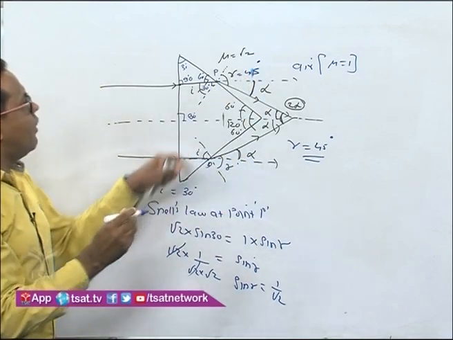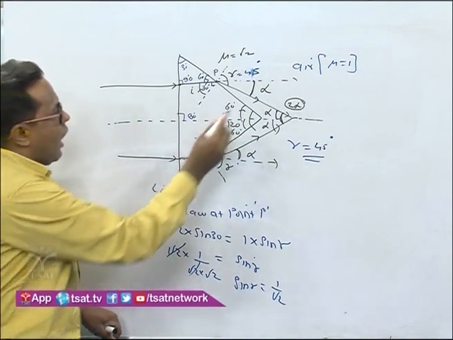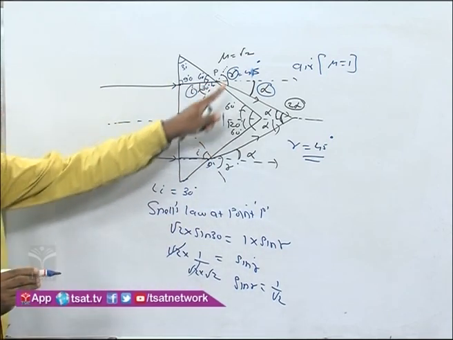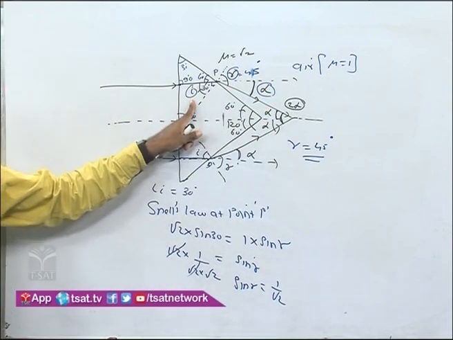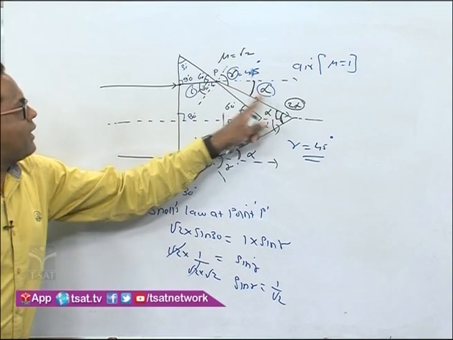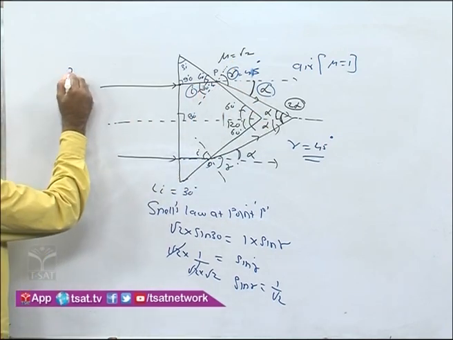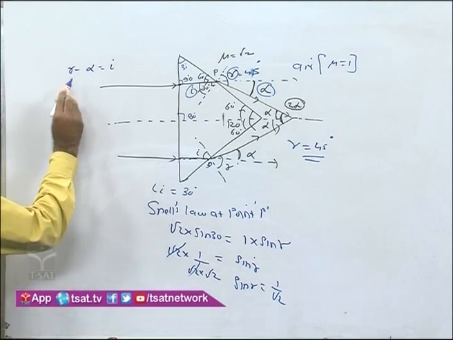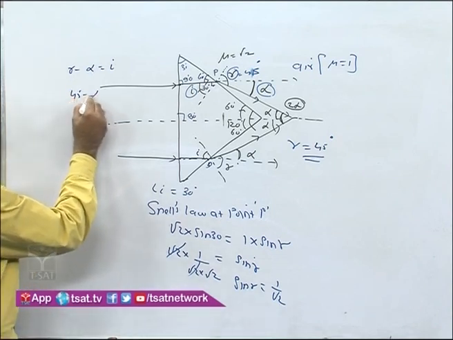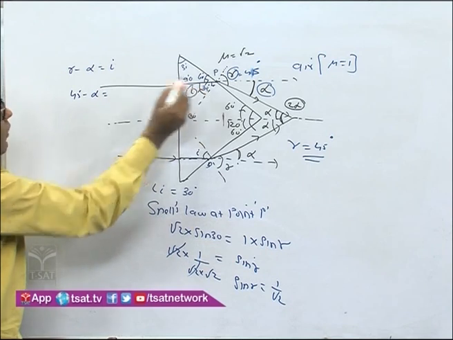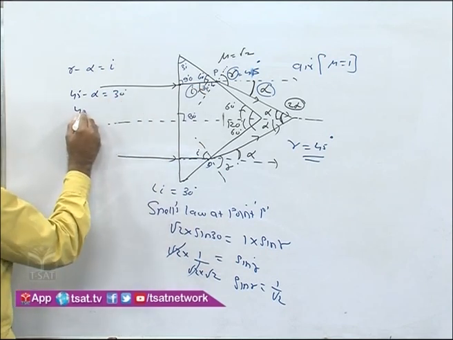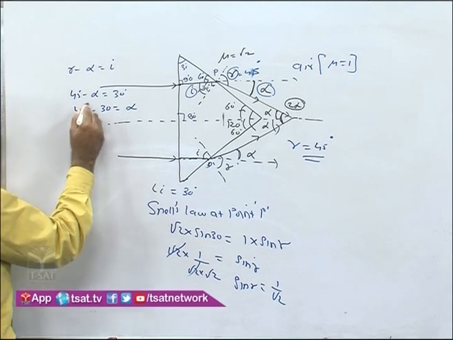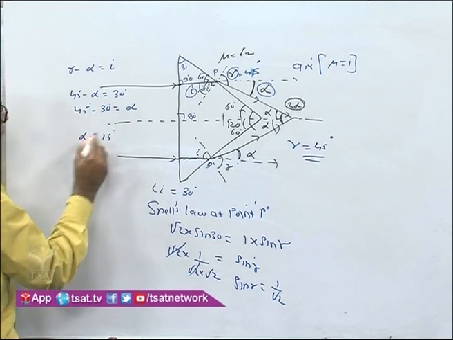So when r comes out to be 45 degrees, what is the relationship between r, alpha and i? It is very clear: r minus alpha is equal to i. So r is 45 degrees, alpha we have to calculate, and i is the angle of incidence, which is 30 degrees. So 45 minus 30 degrees is alpha, and therefore alpha will come out to be 15 degrees.